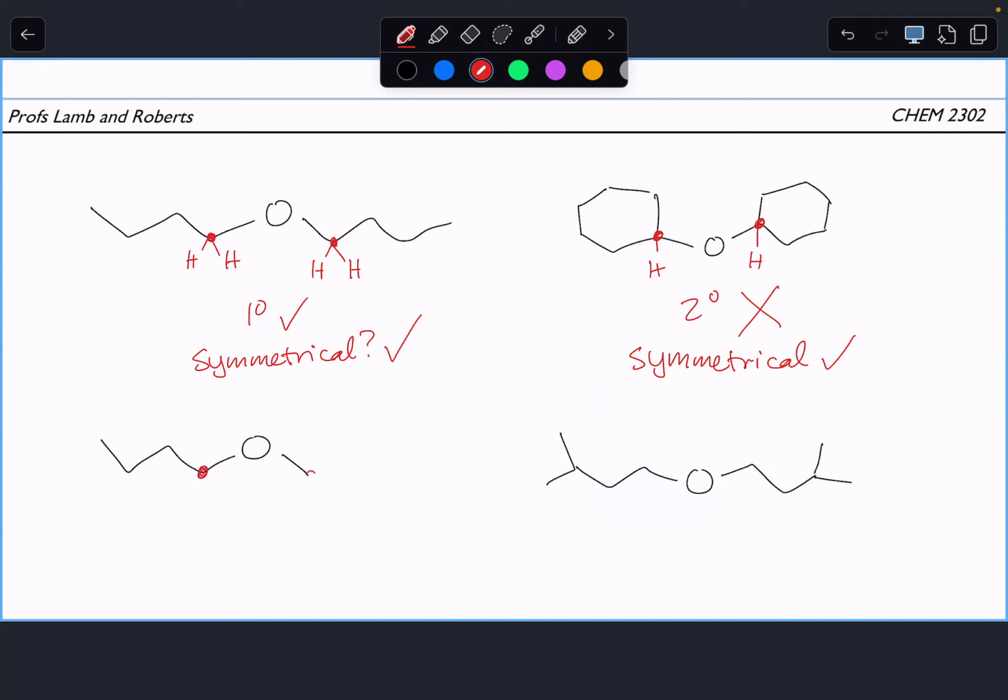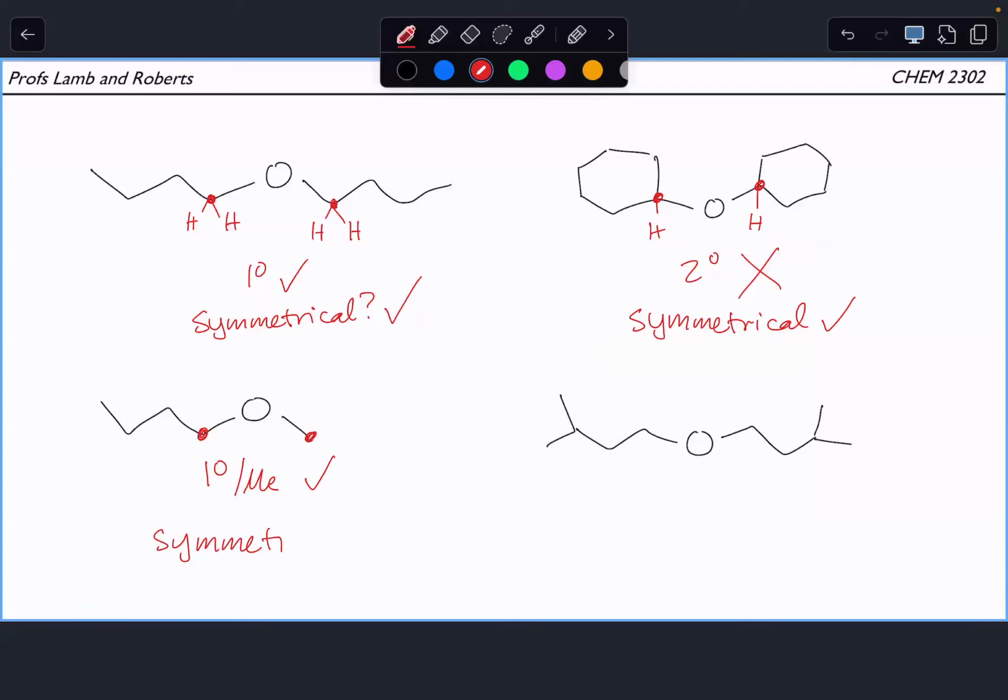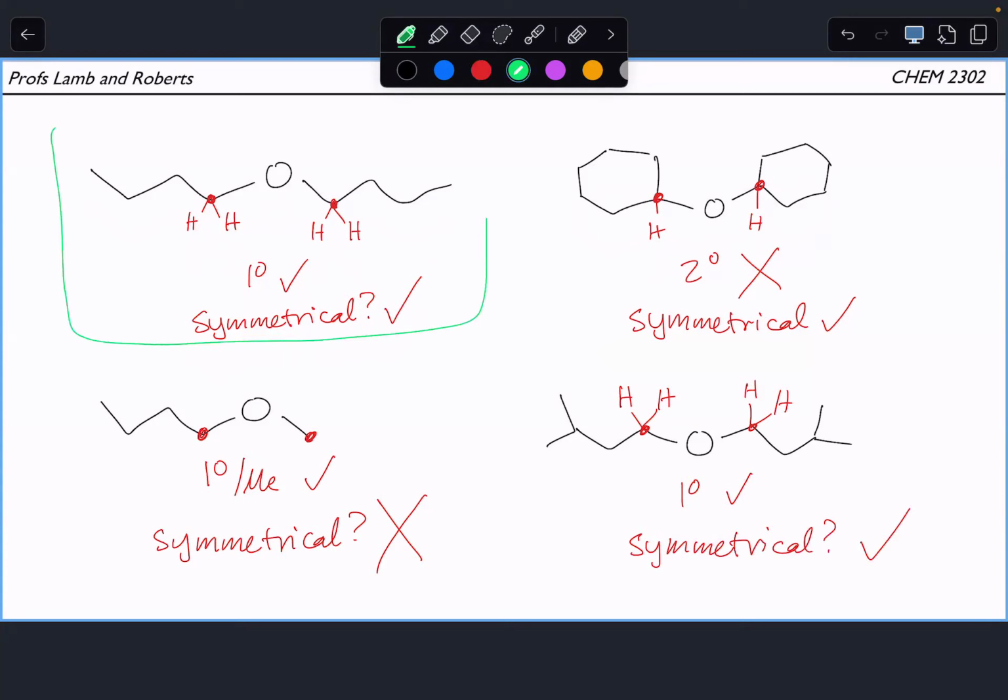Next one, here and here, primary or methyl in this case. Yes, that's fine. Is it symmetrical? No, so that one doesn't work because it's not symmetrical. And then finally, we look at this one. Again, we have 2 hydrogens on each of those carbons. Good. That means they would come from primary alcohols. Yes. Is it symmetrical? Yes. So that's why this one and this one work.